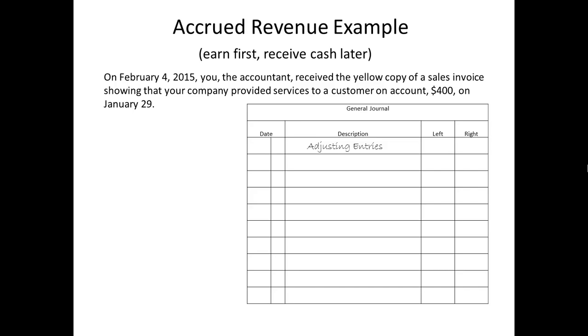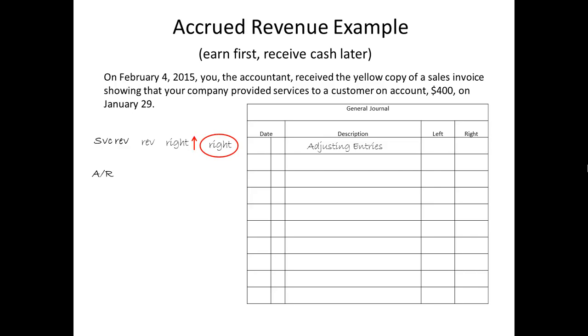To create our adjusting entry, we need to know what accounts are affected. Service revenue, because we have earned, and the other account, accounts receivable, since we've earned but not received cash. For service revenue, what type of account is it? Revenue. Increase side for revenue, right? Which way did our revenues go? Up. So service revenue is on the right side of the entry.